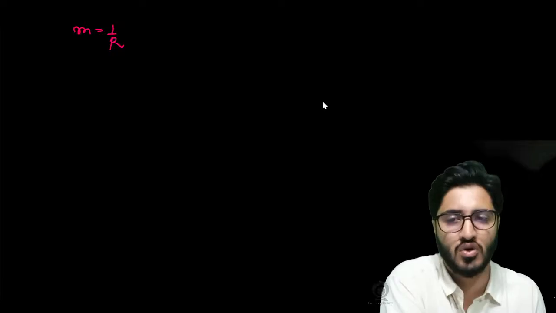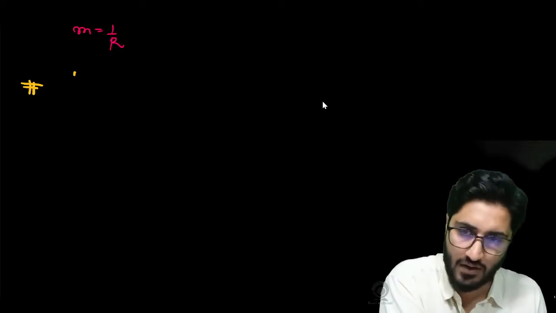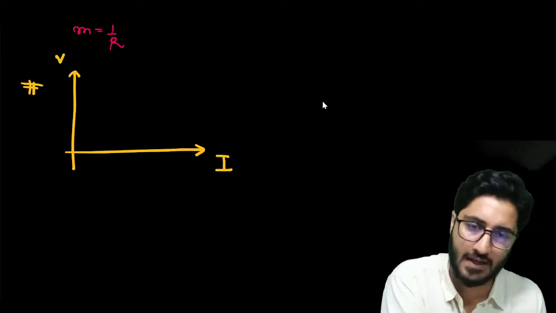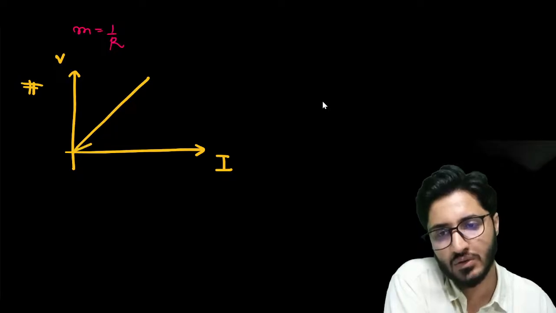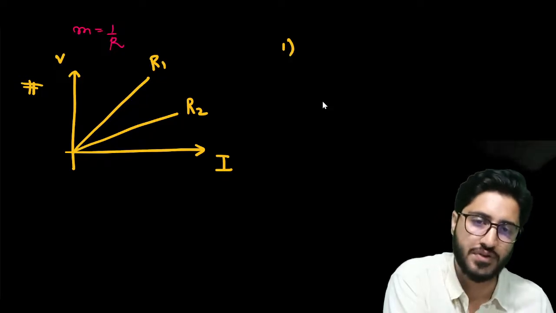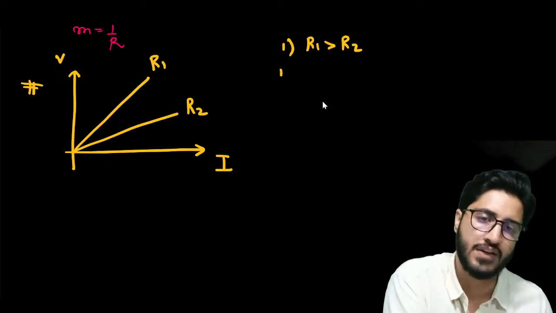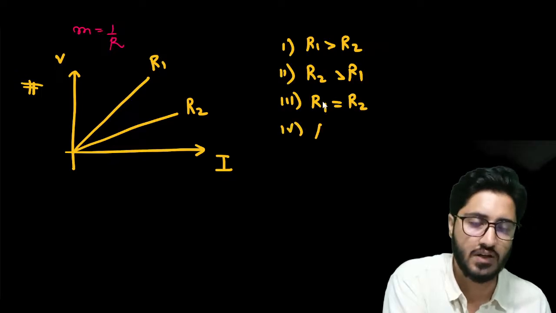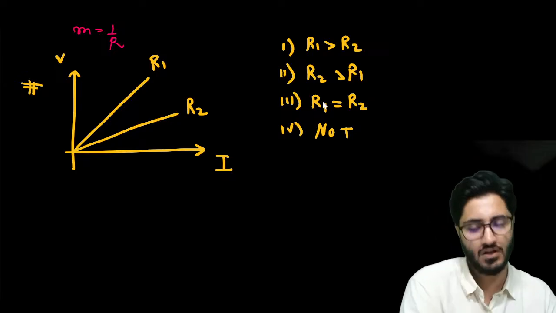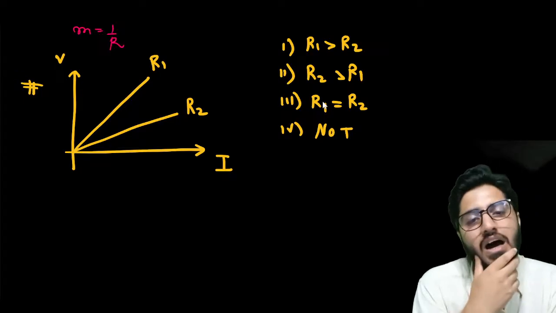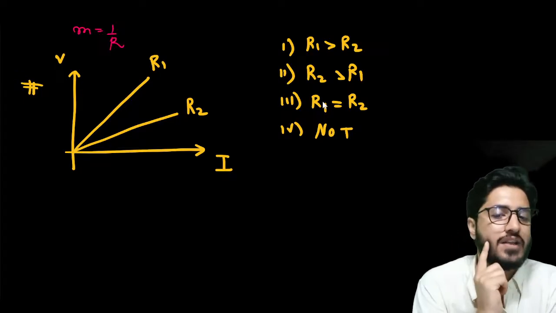Let us do some numericals based on this Ohm's law, right? Look now. We have a graph between V and I. Graph 1, 2. Resistance R1, R2. Choose the correct option. First, R1 is more than R2. Second, R2 is more than R1. Third, R1 is equal to R2. Fourth, none of these. Which one is the correct option?